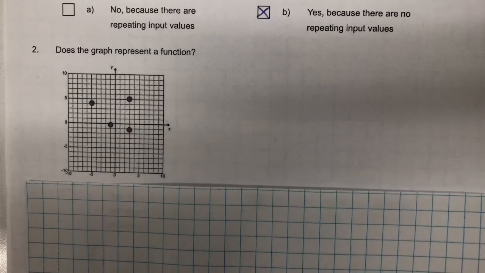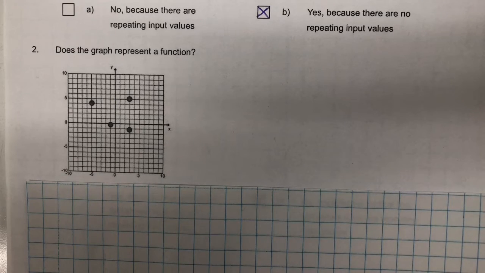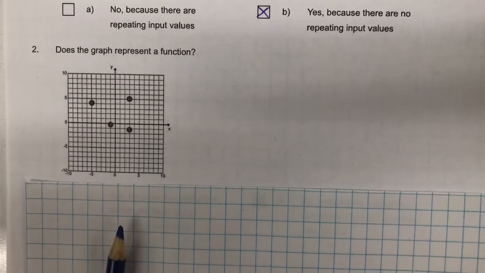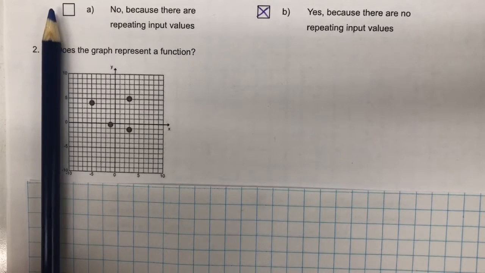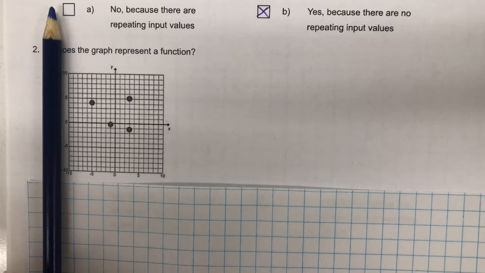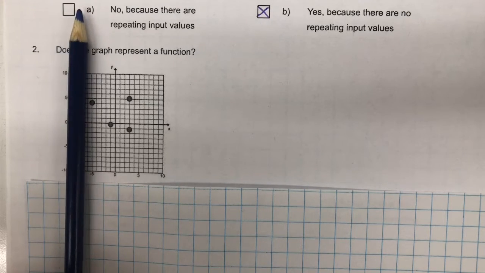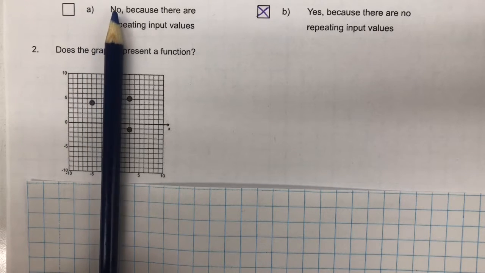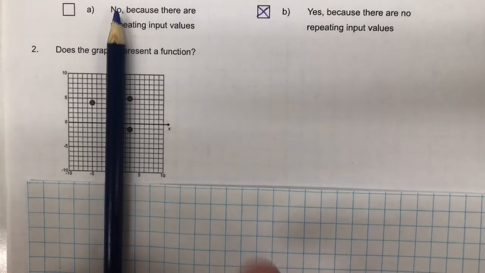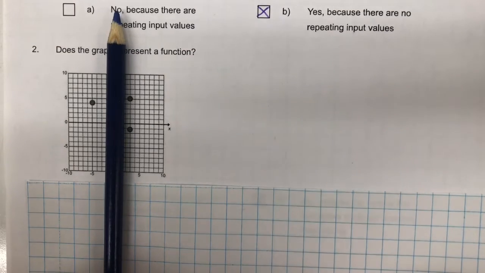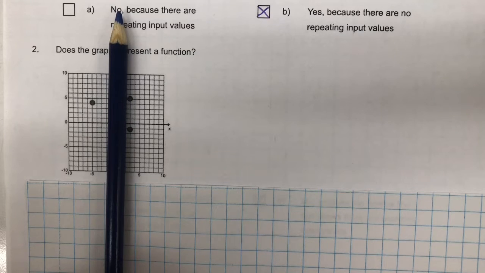For number 2, we need to determine if the graph represents a function. Well, the graph is the easiest one to determine whether it's a function or not. You want to see if it passes the vertical line test. So if I take my pencil and place it vertically on the graph and go across, at any point, if you have two x values on the same line, then it's not a function. So this one does not pass the vertical line test.